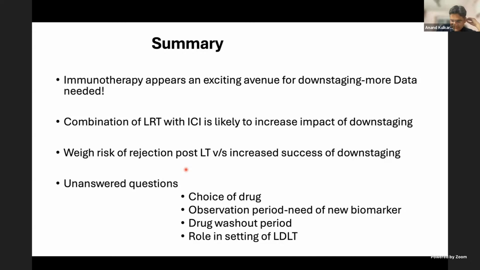The choice of drug is still unknown. As for the observation period, there may be a need for a new biomarker, as we did liquid biopsy in our settings, which was very useful for us. One of the patients had a TERT promoter mutation. TERT promoter and TP53 are the commonest mutations in HCC, but these are all non-druggable mutations. That is the problem with these mutations.